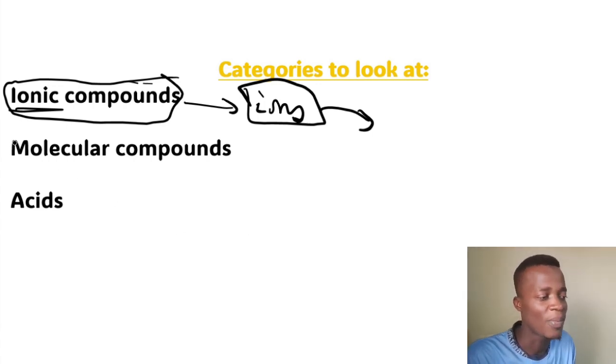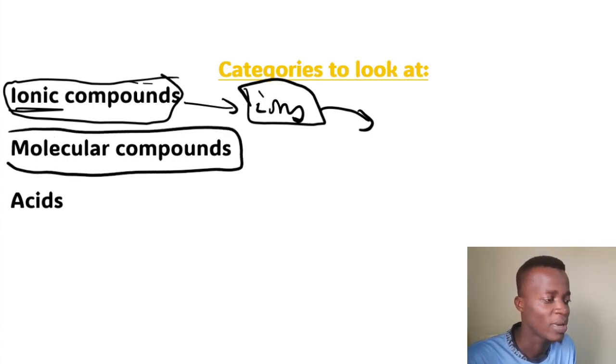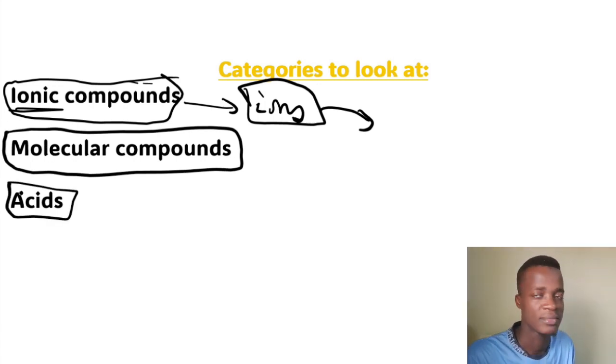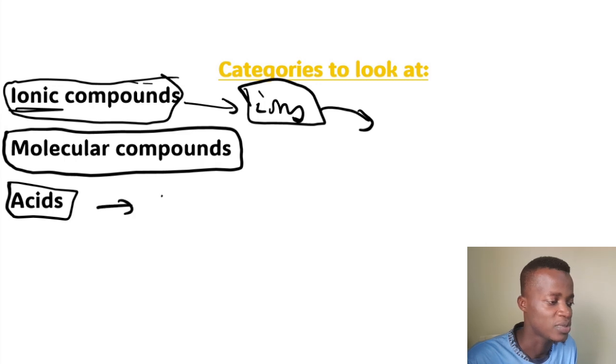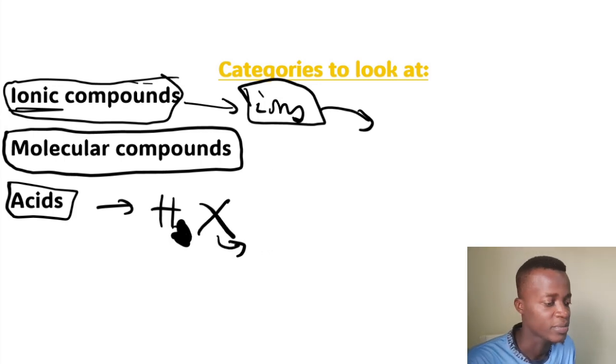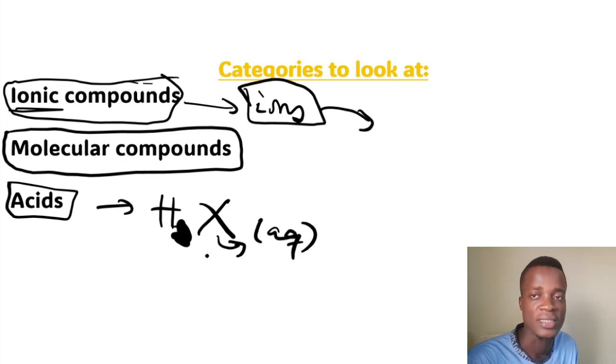Then I will go to molecular compounds. They are just going to be dealing with molecules. Mostly substances here are formed from non-metals. Only non-metals are bonded here. And then we go to acids. Acids are inorganic substances that start with hydrogen, and the rest of the compound can be whatever it can be. Then those substances are aqueous, and we call them acids. We'll go into that more, but right now we are just introducing the concept.